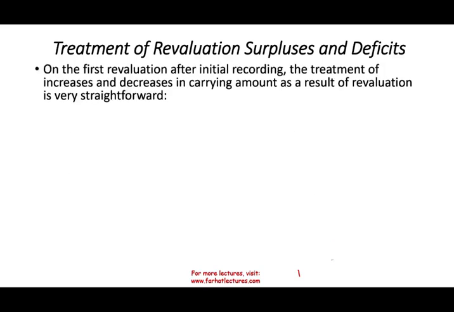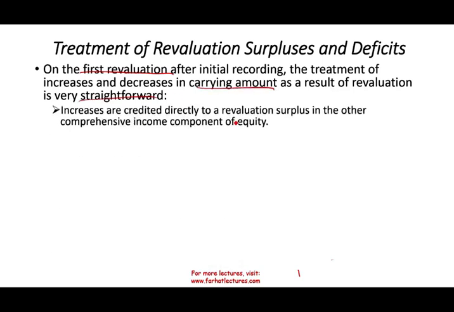So year one is pretty straightforward. On the first revaluation, after the initial recording, the treatment of increases and decreases in the carrying amount is pretty straightforward. And that is, increases are credited directly to the revaluation surplus.